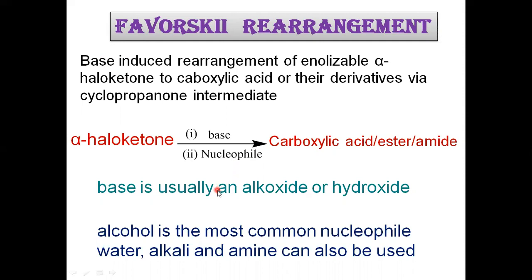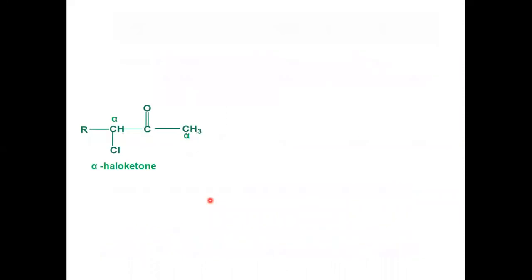Nucleophile can be alkoxide, hydroxide, or amine. Base is generally alkoxide or hydroxide. The product formed depends on the nucleophile used in the reaction. Here you can see the requirement of the reagent. At one alpha position, halogen must be there, and at another alpha position, one hydrogen must be present.